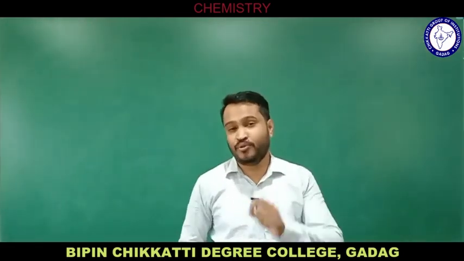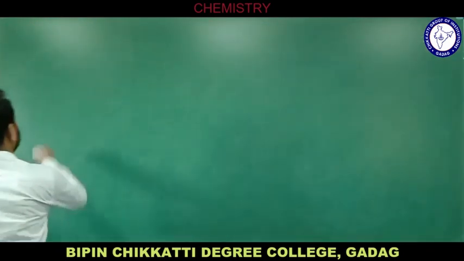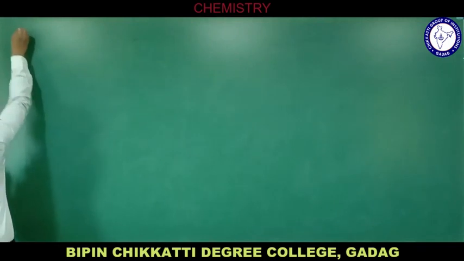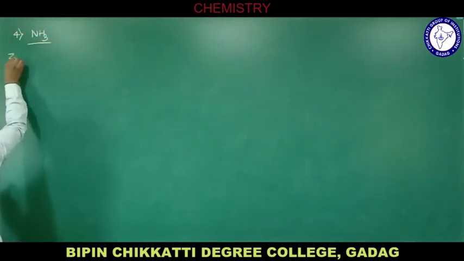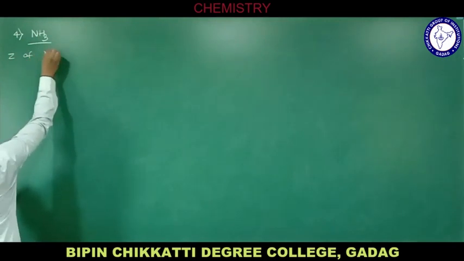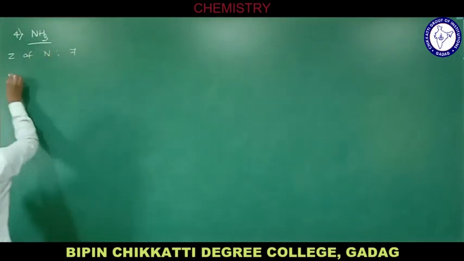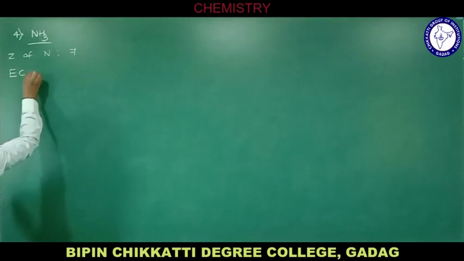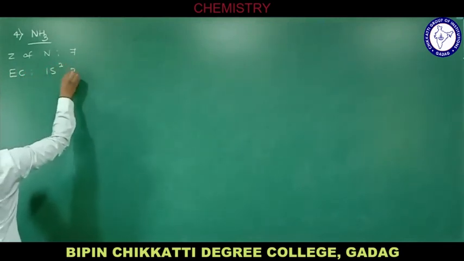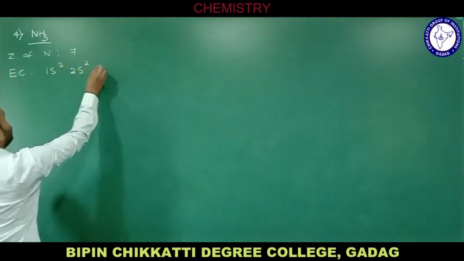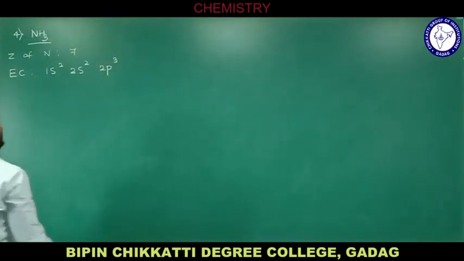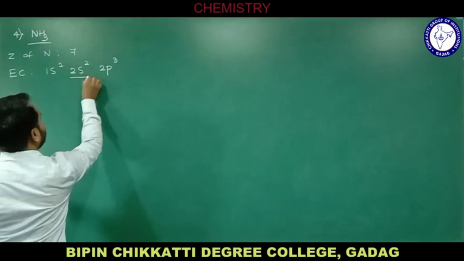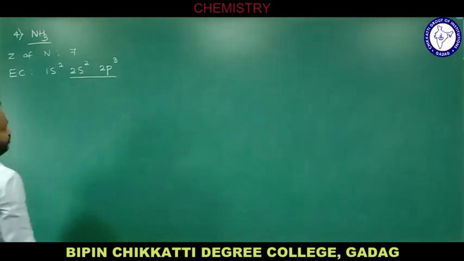Fourth one, ammonia, I consider. We will see the hybridization involved in ammonia. Atomic number of nitrogen is 7. Electronic configuration is 1s2, 2s2, 2p3, and the number of valence electrons in nitrogen is 5.